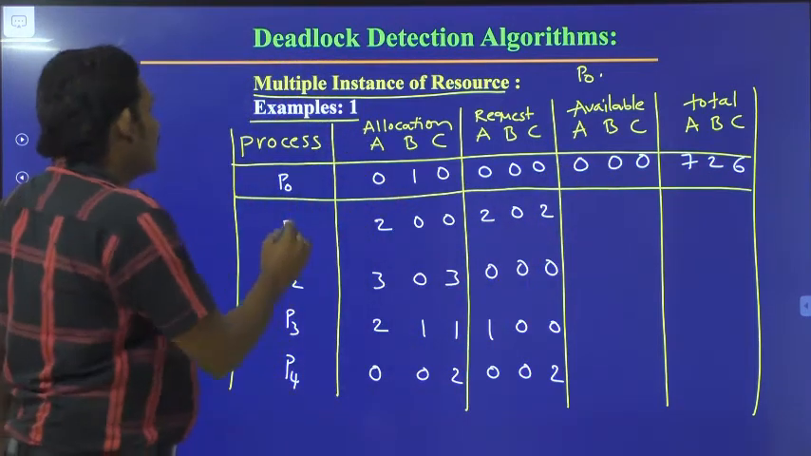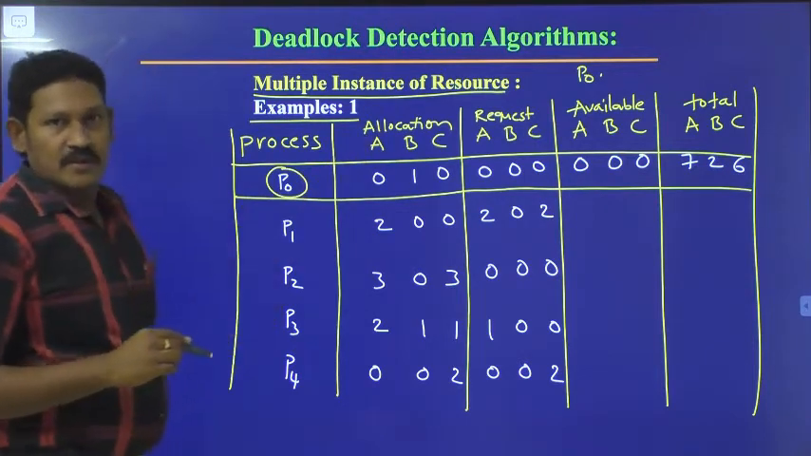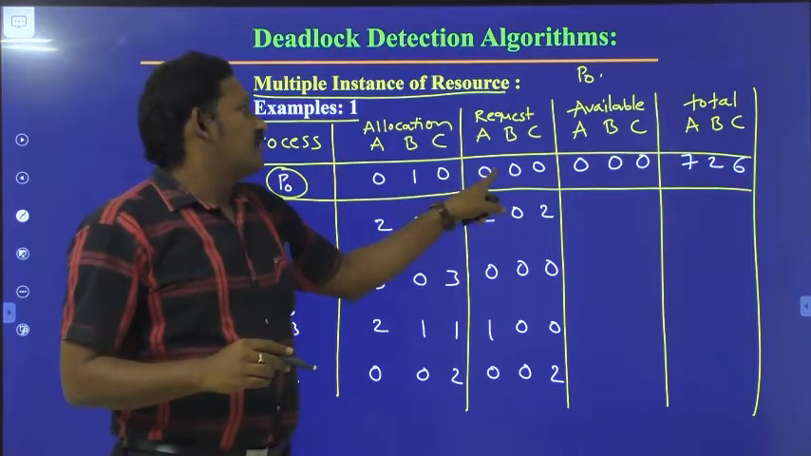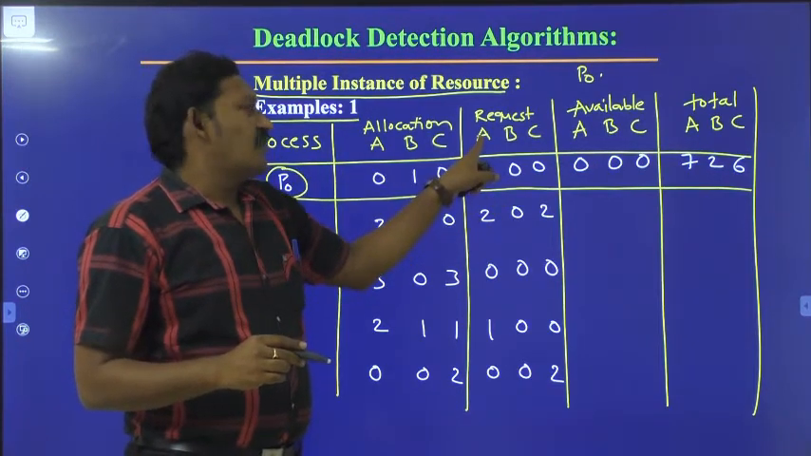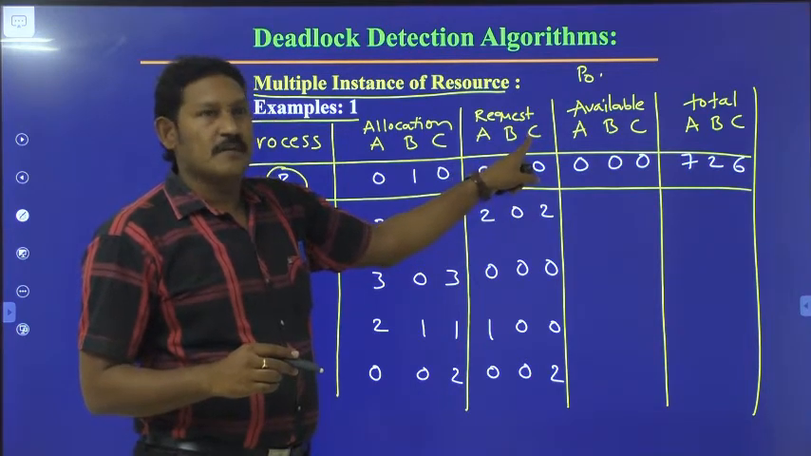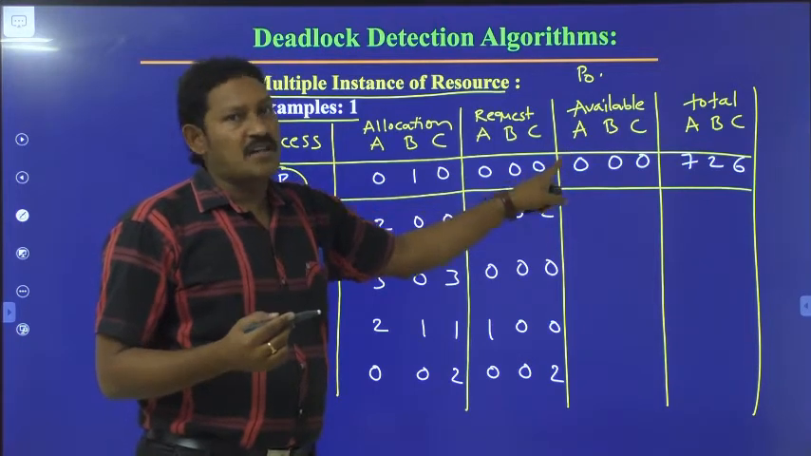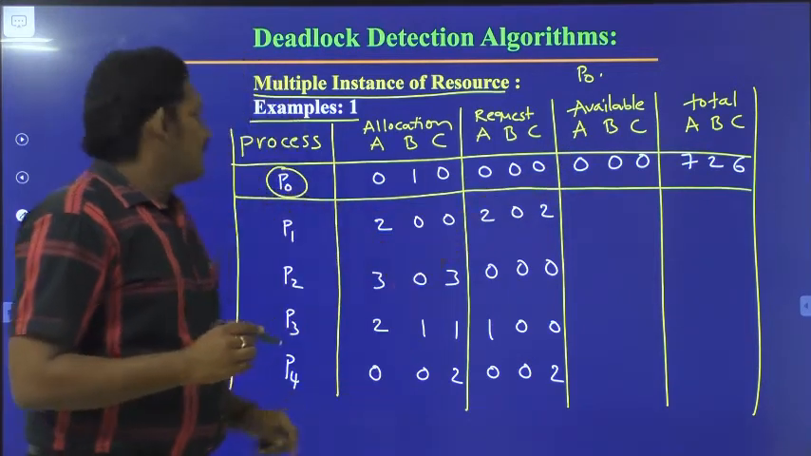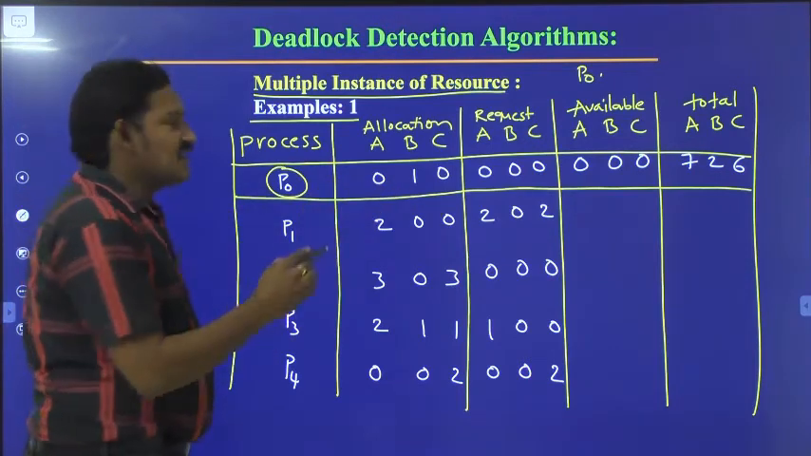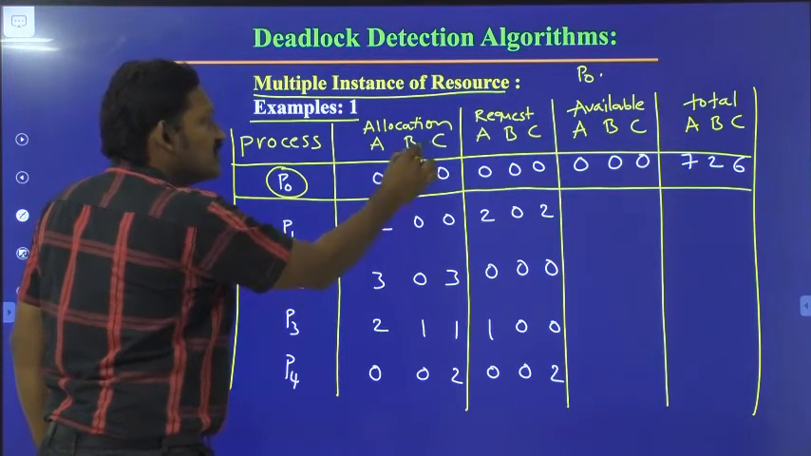So process P0 will be executed successfully, because its requirement is satisfied. It requires 0 instances of resource A, 0 of B, 0 of C. The available instances of A, B, C are also 0. So it is satisfied, and now P0 releases its resources: 0 instances of A, 1 instance of B, 0 instances of C.